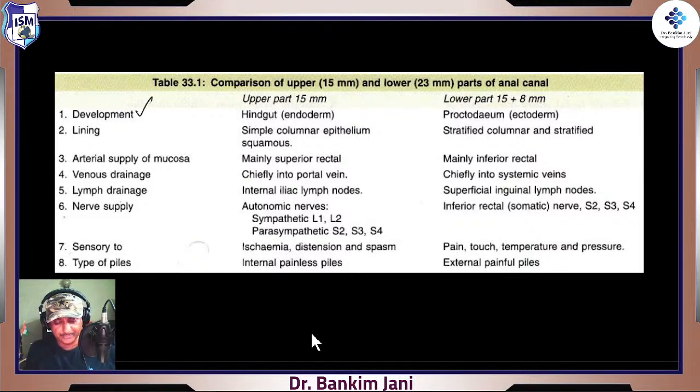All right. So this is just some comparison, right? Which we talked about, that in development, upper part is hindgut and this lower part is, say, endoderm, and this is ectoderm, this is endoderm. Lining is simple columnar, this is stratified columnar. Then superior rectal main, this would be inferior rectal. Then it drains into portal vein, this drains into systemic veins, internal iliac lymph nodes, superficial inguinal lymph nodes. Nerve supply is autonomic, that is sympathetic, parasympathetic. Over here, inferior rectal, we already talked about it. Sensory to ischemia, distension and spasm. In distension, right over here, it is pain, touch, temperature and pressure, all the things which are related to skin. Right, types of piles, obviously they are deep, they are called as internal, and this one is external. Right, quite okay.